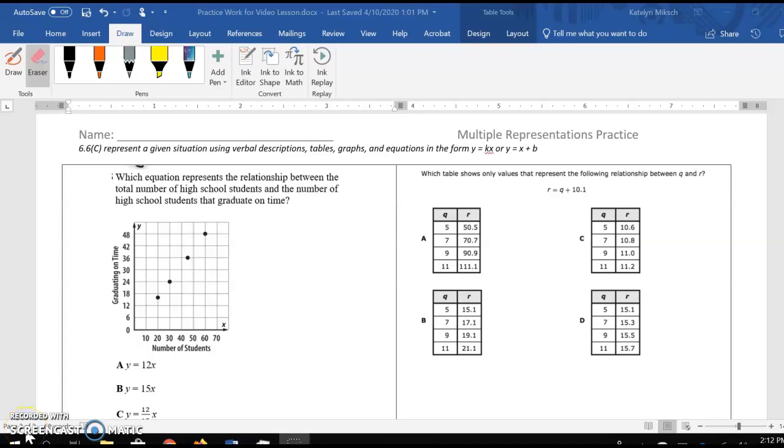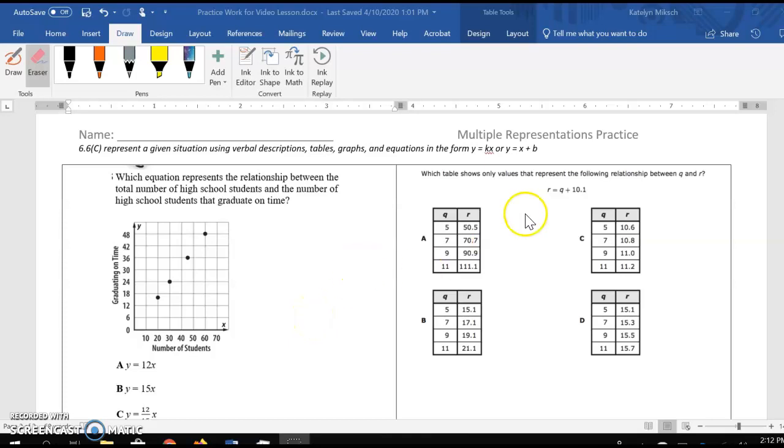All right, students, the software I use limits me to 15 minutes. So this is part 2 of the lesson on multiple representations. This is the second page of the worksheet. If you did print it out, you would turn over to the back or look at the second page, depending on how it printed.